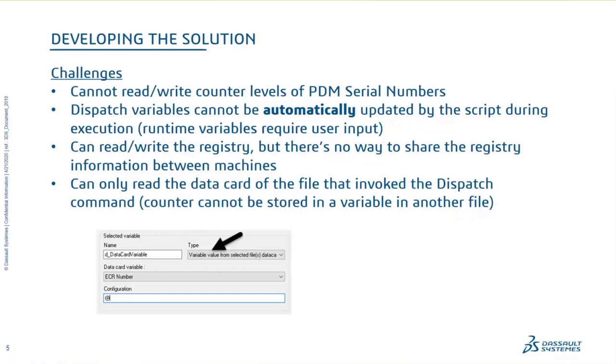First one is you can't read and write to PDM serial numbers from dispatch. You just can't. Dispatch variables cannot be automatically updated by the script during execution, like a runtime variable. So if I was to loop through and move a counter up by one, I can't do that with a runtime variable.